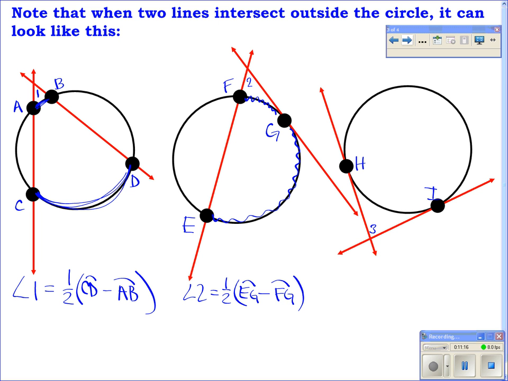This last one, let's put another point out here and put a J on there. Angle 3 is equal to 1/2. We're going to subtract 2 arcs. HJI, because we need to go all the way around here. That's the big arc that it opens up to. And subtract away the little one. Questions before we try a couple examples?